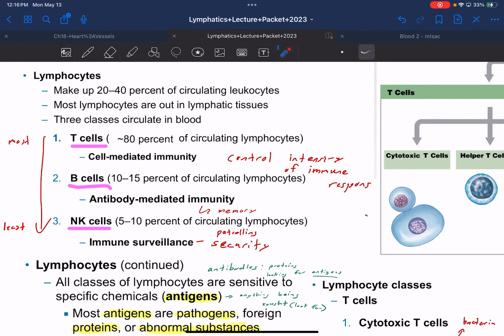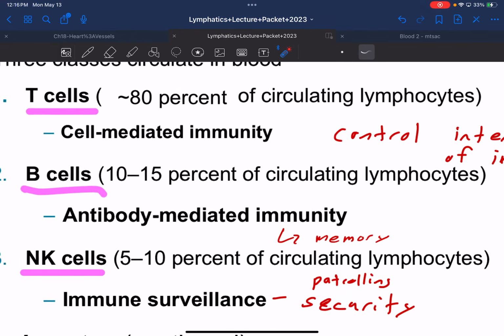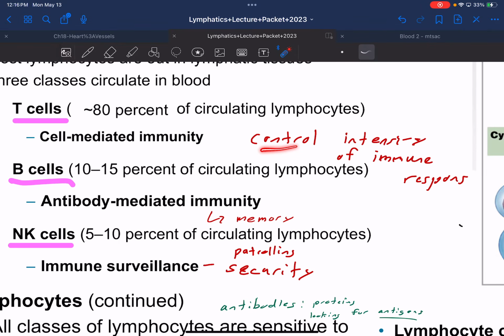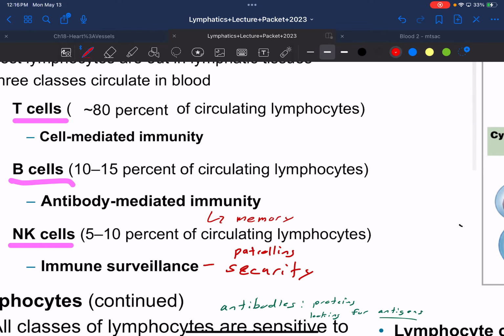And T cells are going to be responsible for cell-mediated immunity. And that means that they are going to control the intensity of the immune response. Let me rewrite this, actually. Control intensity.